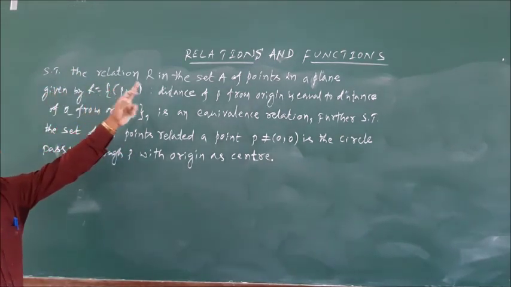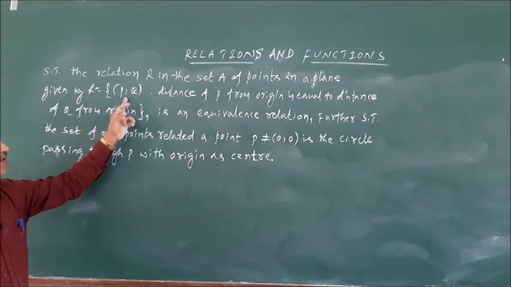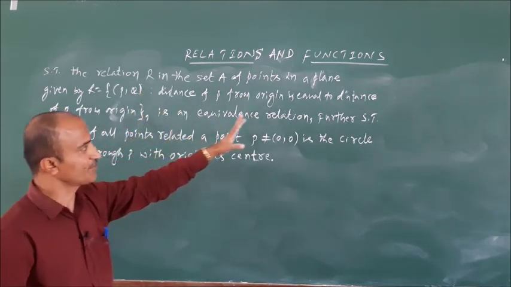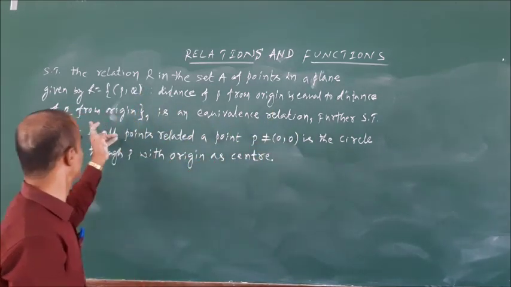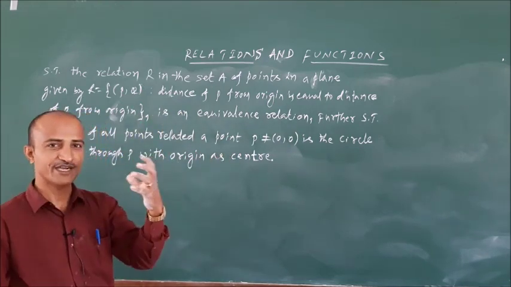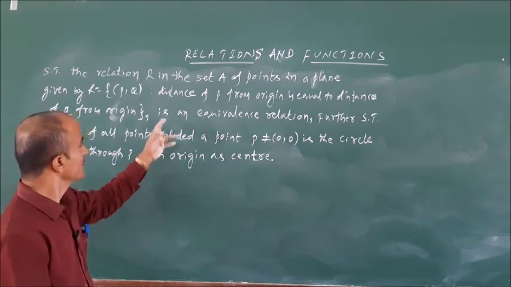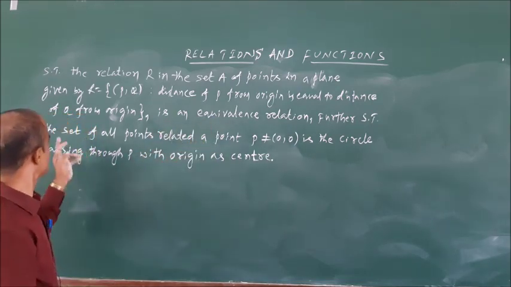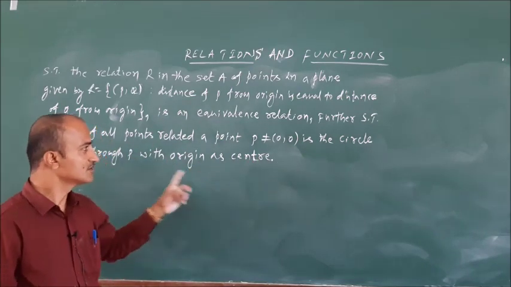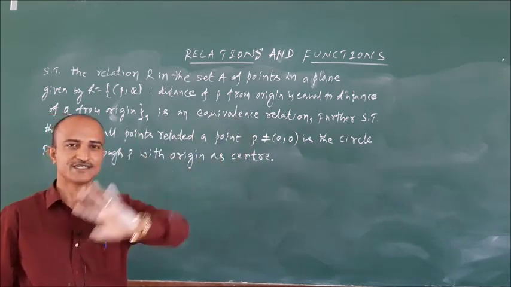Show that the relation R in the set A of points in a plane given by R equals the set of all ordered pairs (P, Q) such that the distance of P from origin is equal to the distance of Q from origin, which means OP is equal to OQ, is an equivalence relation. Further show that the set of all points related to a point P not equal to (0, 0) is the circle passing through P with origin as center.